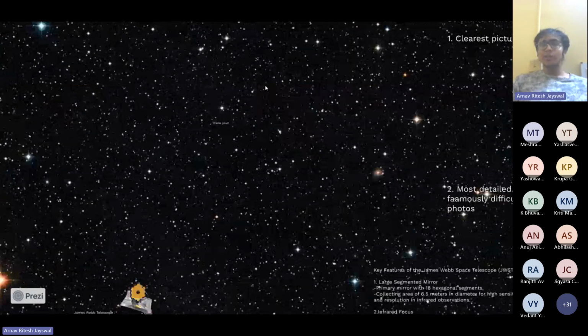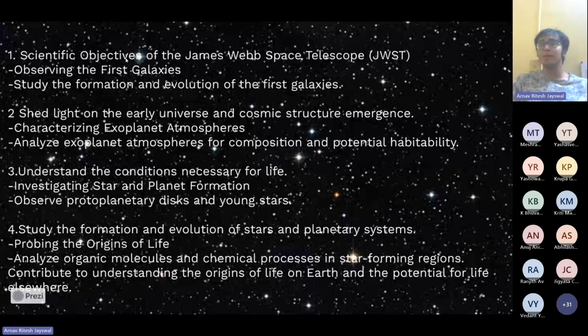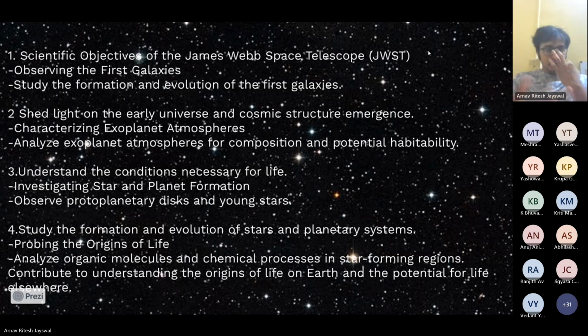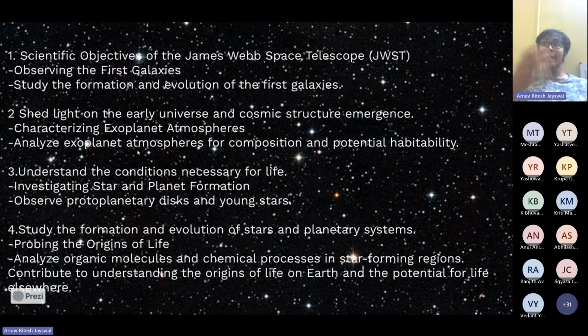So let us look at some of the scientific objectives of the JWST. The first main objective was observing the first galaxies and helping us find out more information about the Big Bang and dark matter and dark energy phenomena. It also sheds light on the early universe and early structure emergence. It is also used to characterize exoplanet atmospheres. By observing exoplanet atmospheres, we can look for potential life, and we can study the conditions and whether they are suitable for life.